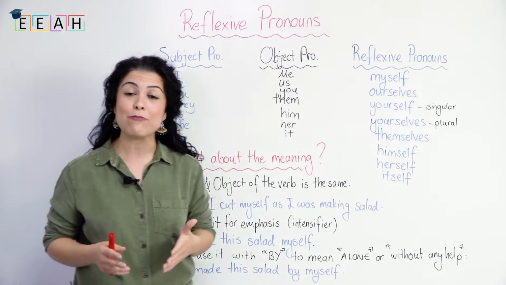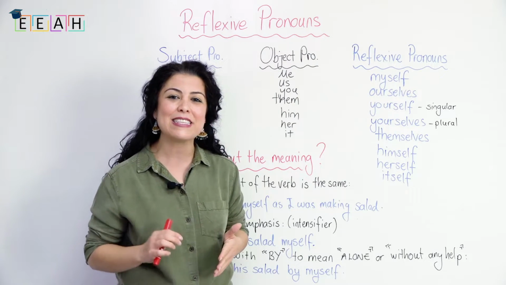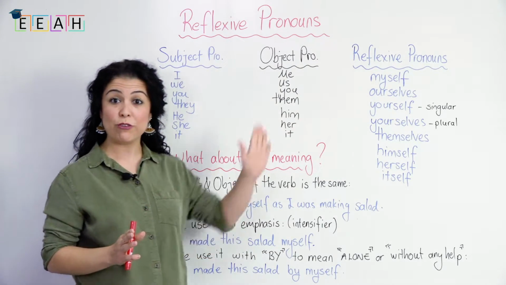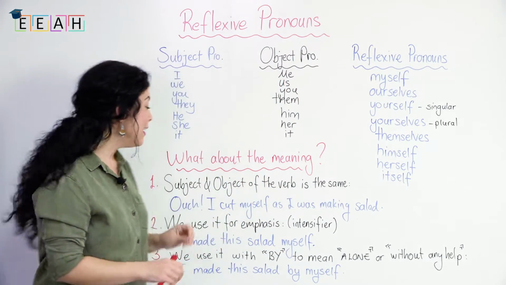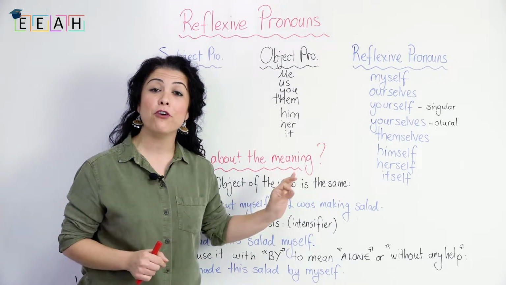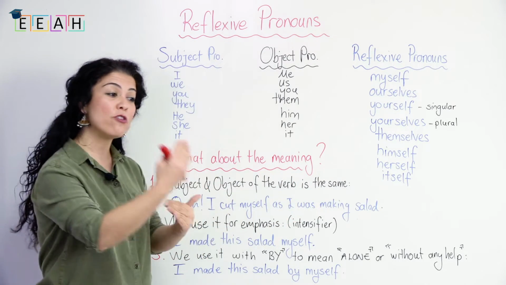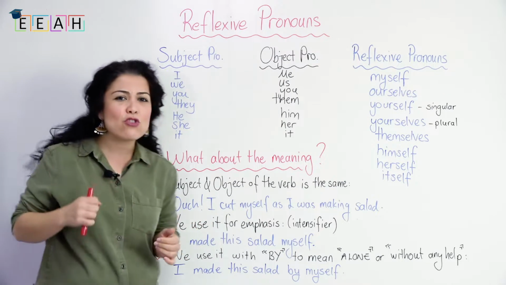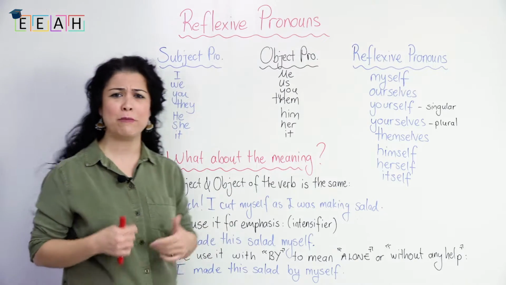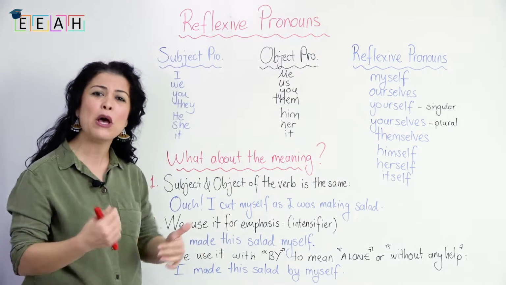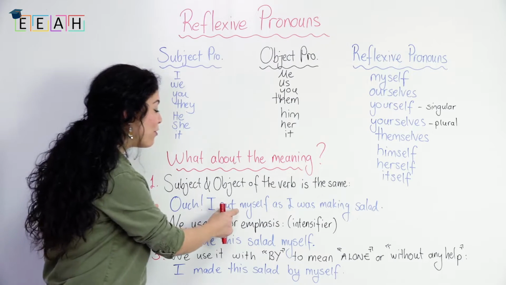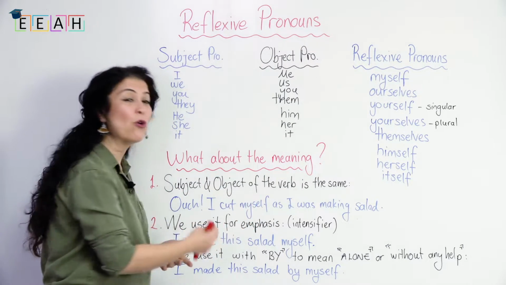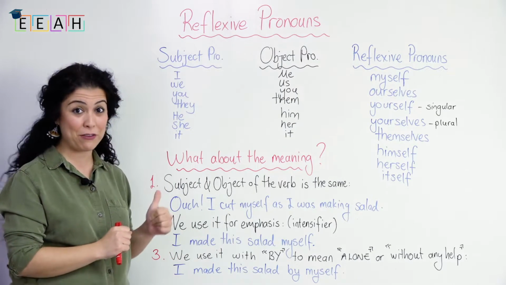What about the meaning? How does it change? Let's study in more detail with examples here. Well, we use reflexive pronouns when the subject and the object of the verb are the same. So here you are reflecting back on the subject. For example, ouch! I cut myself as I was making salad. I cut myself. So the act of cutting affected who? Me. That's why I use myself. So that's the first use.